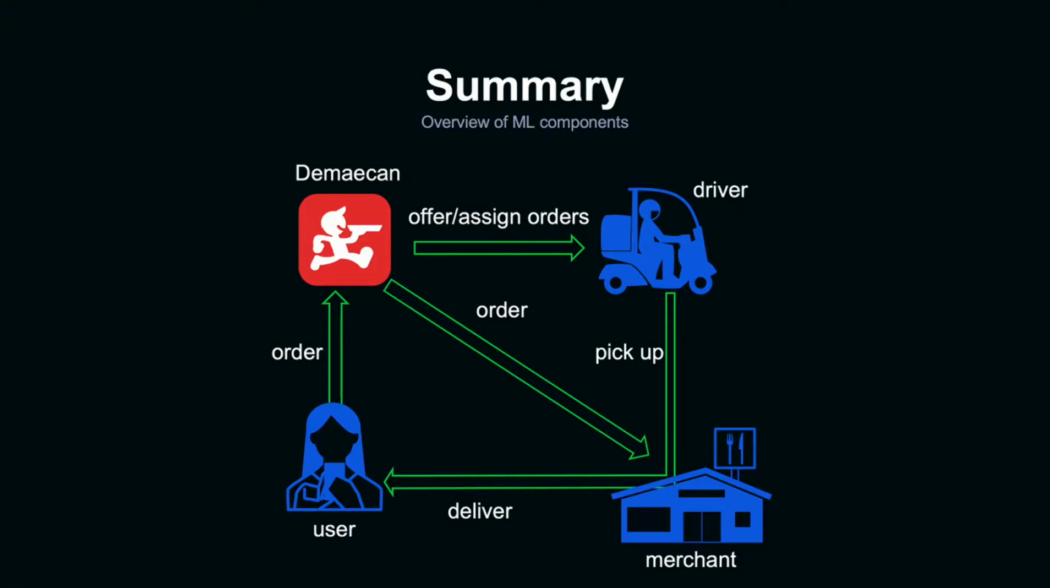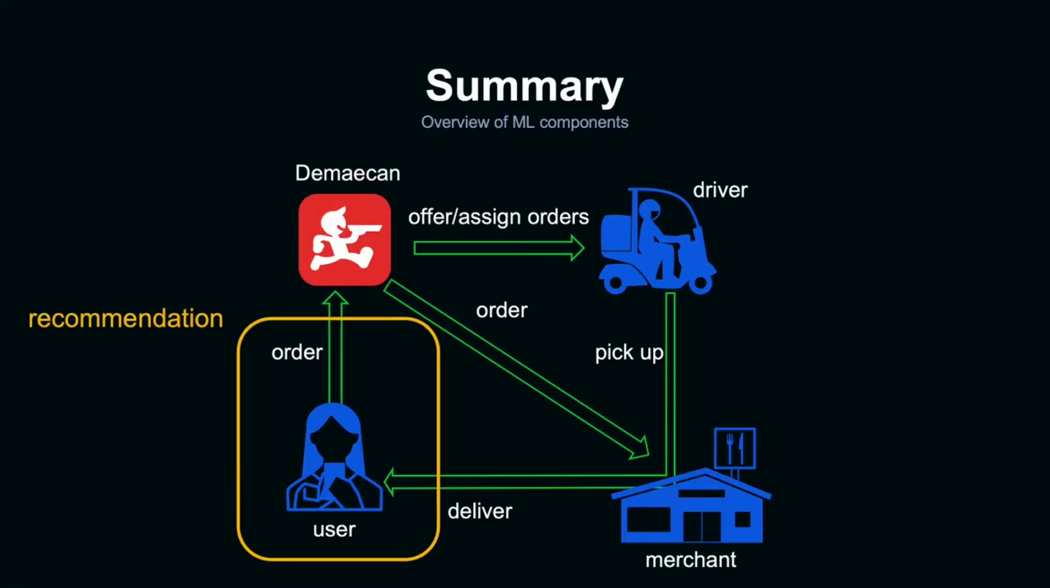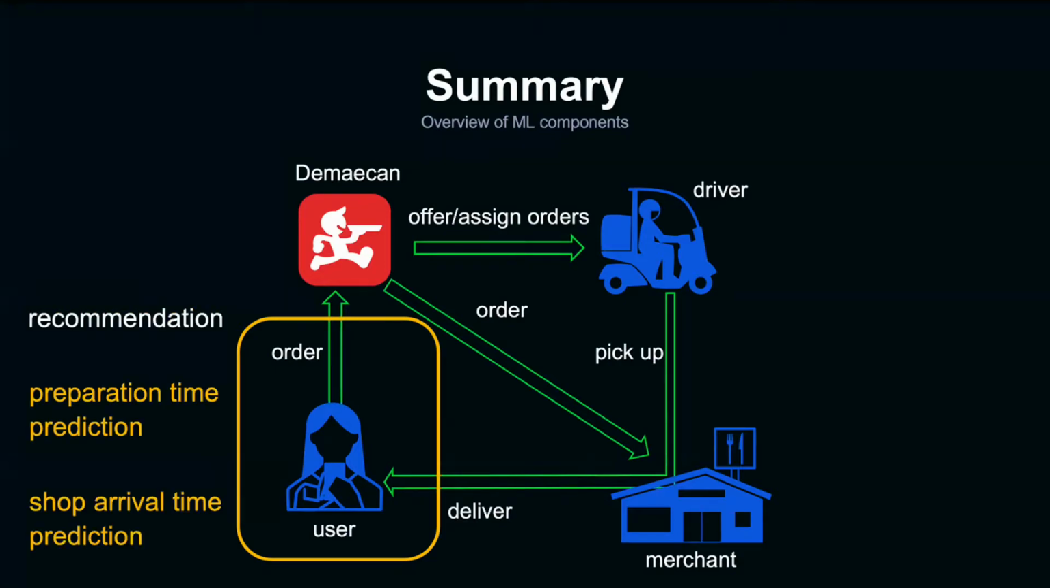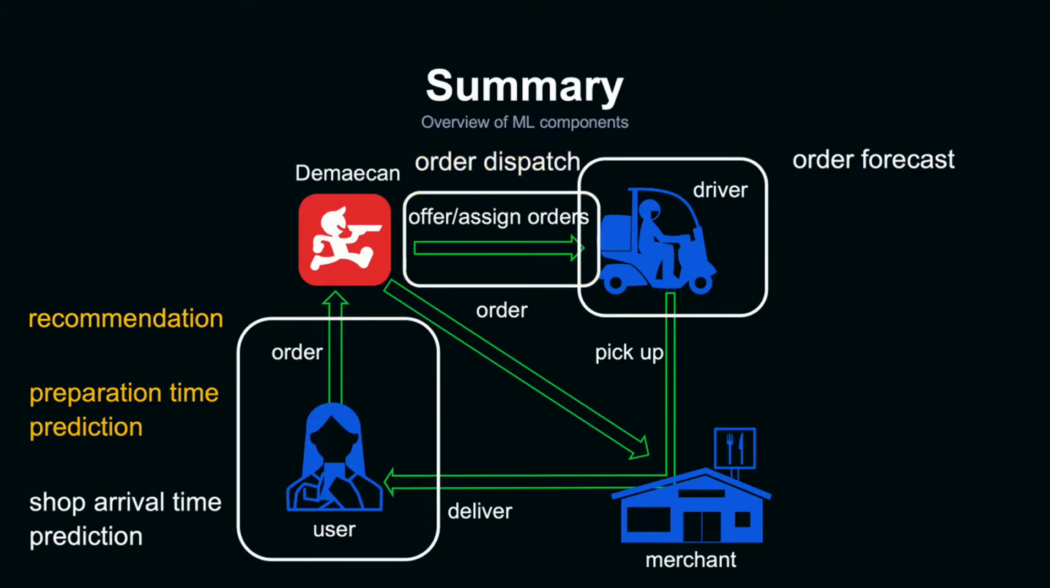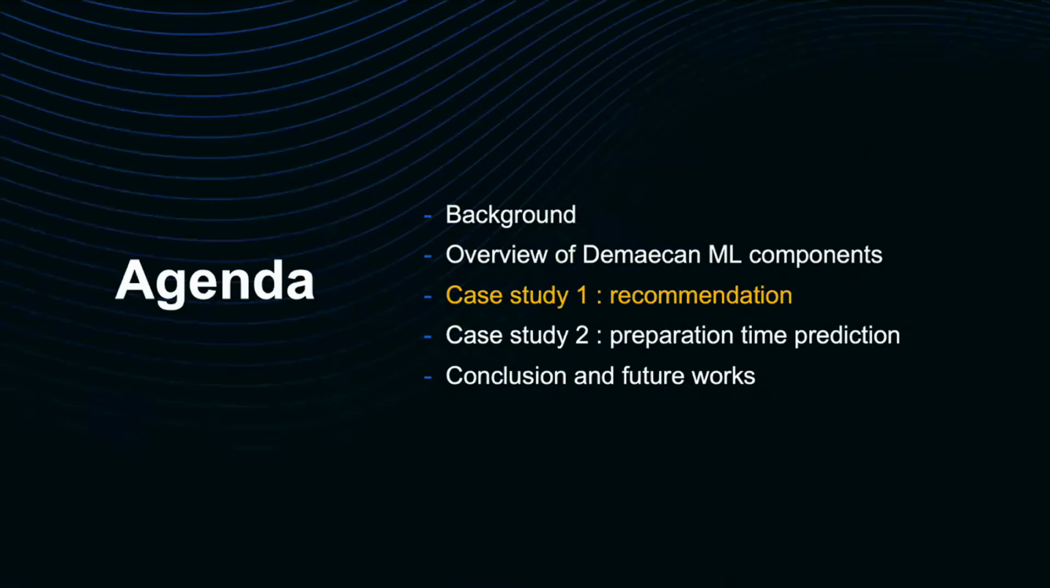Let me summarize this segment in which I've given you the overview of 5 machine learning components. For the user, we have a recommendation system to help choose a merchant, and preparation time and the driver's shop arrival time predictions to estimate the delivery time. We also have order forecast for the driver and the order-driver matching. In the next 2 sections, I'll do a deep dive in recommendation and food preparation time prediction.